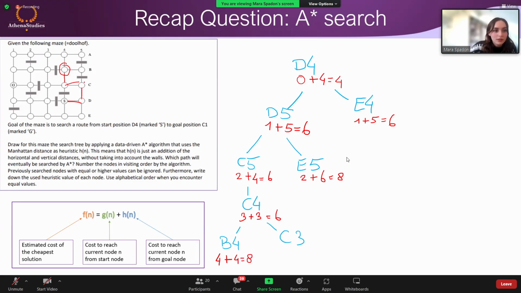And for C3, we are located right there. 4 steps from the start node and 2 steps to the goal node. Yes, great. So we see again, we have a value of 6, so we go on with C3.